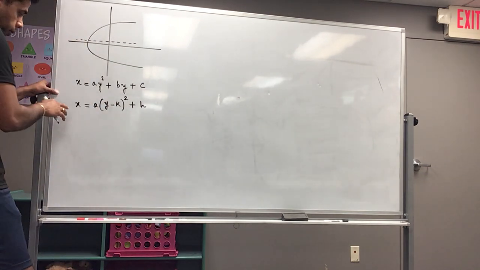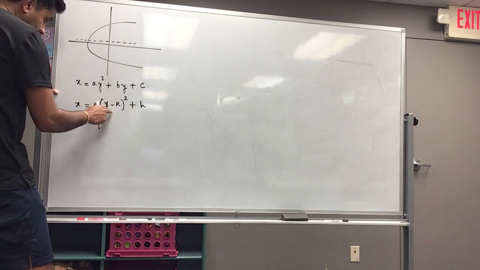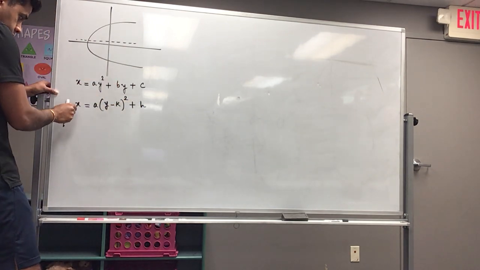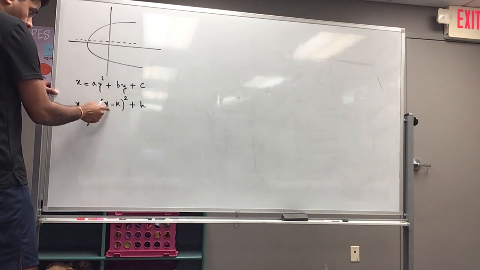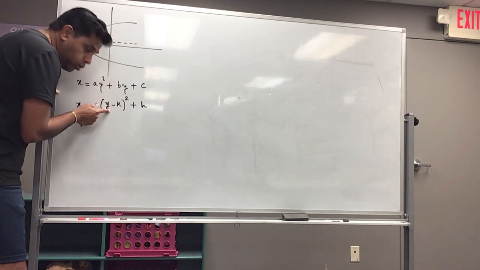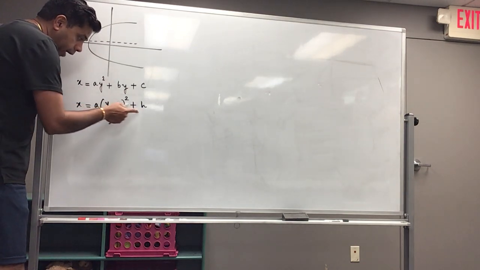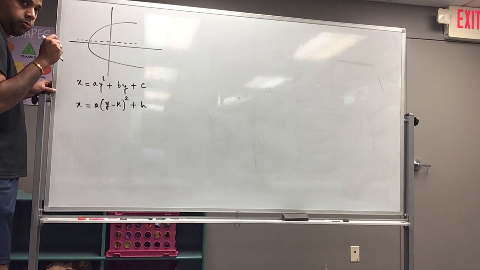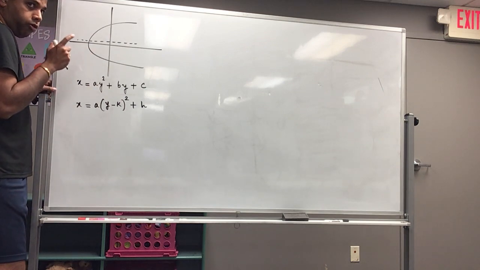In the normal form, it will be y is equal to a times (x minus h) squared plus k. Now it's rotated by 90 degrees. It becomes x is equal to a times (y minus k) squared plus h, because k always goes with y and h always goes with x. Good? Any questions so far?